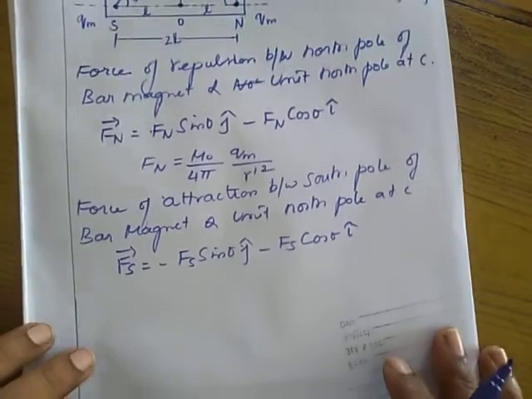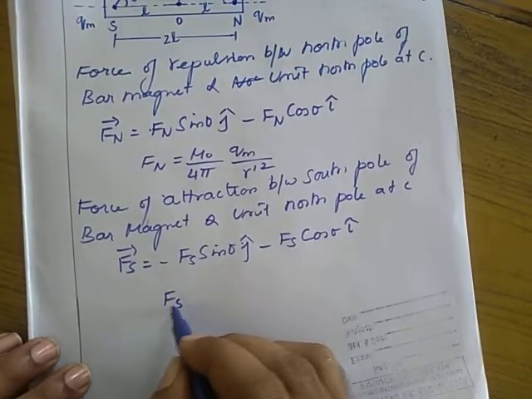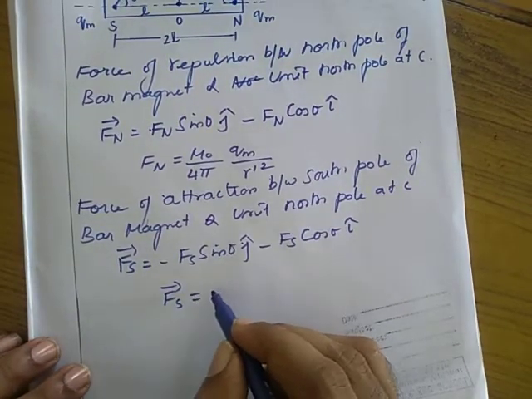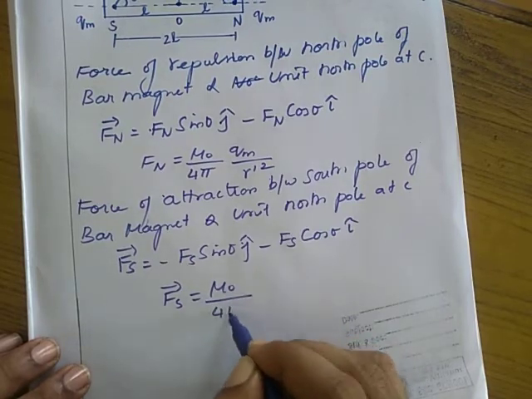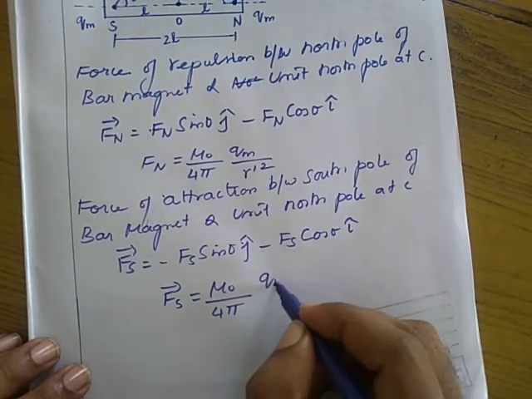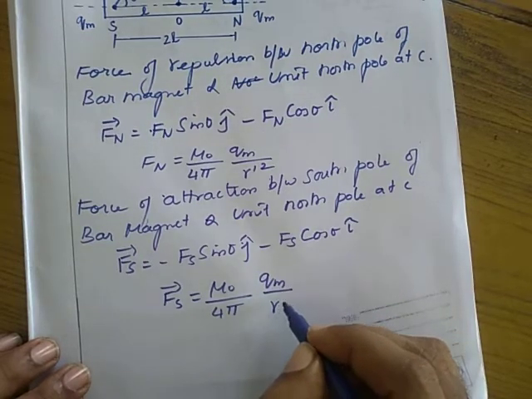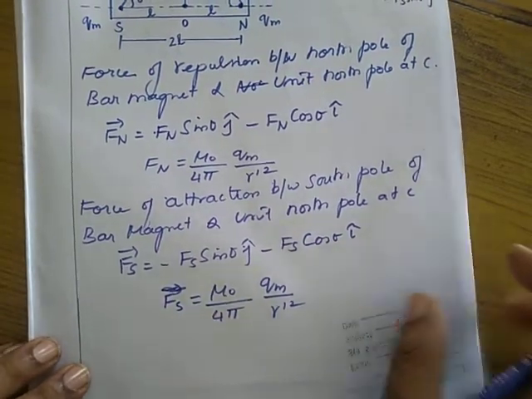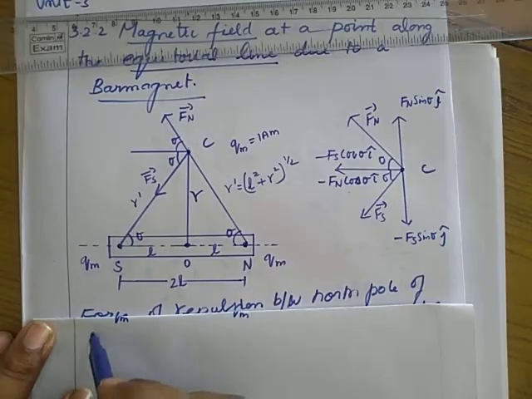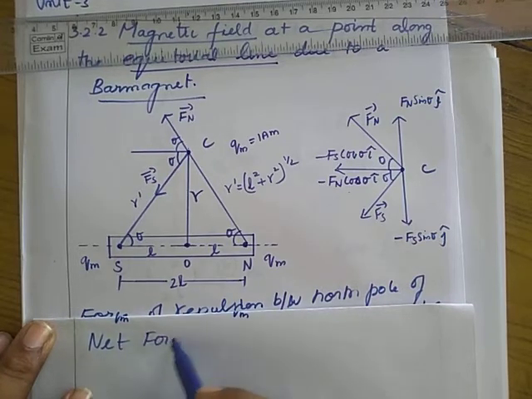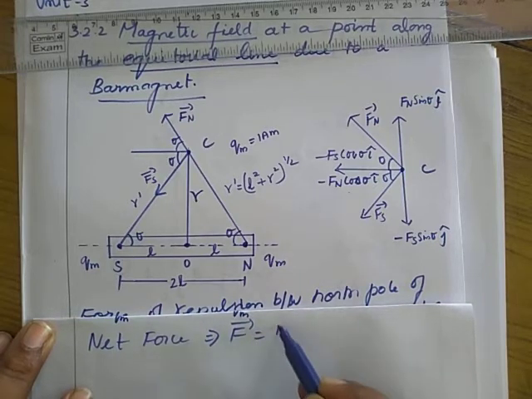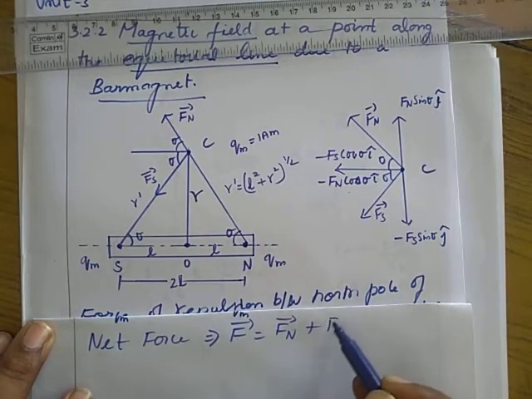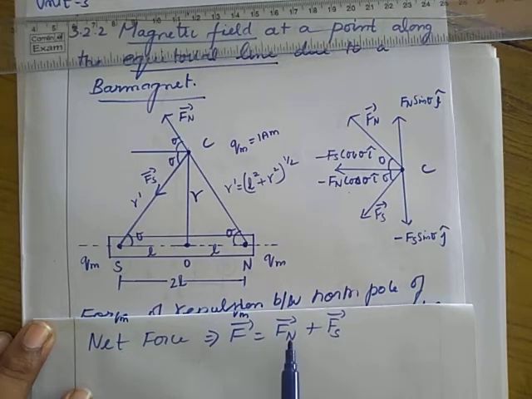Okay, then here the magnitude of that attractive force is equal to mu naught by 4 pi, then Qm, then the distance is r dash square. Sorry, it is a magnitude, no need to write a vector. Then net force can be written as F vector equal to Fn vector plus Fs vector. We know the value of Fn vector and Fs vector very well.